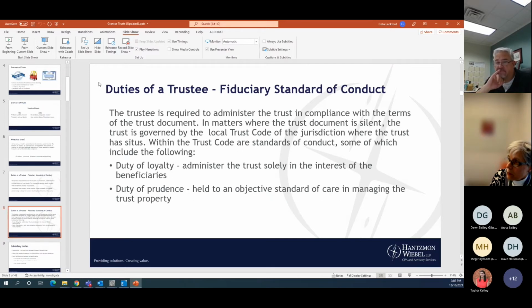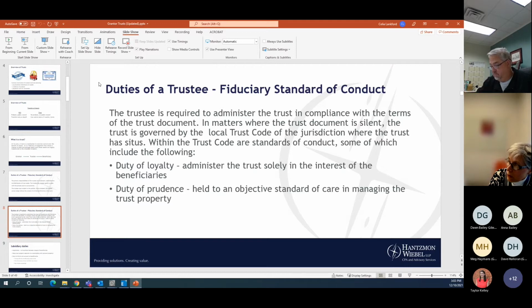The trustee has a fiduciary standard of conduct. Trusts are governed by the trust document, and they are also governed by the jurisdiction where they are drafted. We're going to talk a little bit more about that, but just be aware that the trust document is a very important document. That's why you want to make sure that whoever drafts it understands the implications of what they're writing. Getting a trust written is not something you want to go to the cheapest person for. Just keep that in mind.